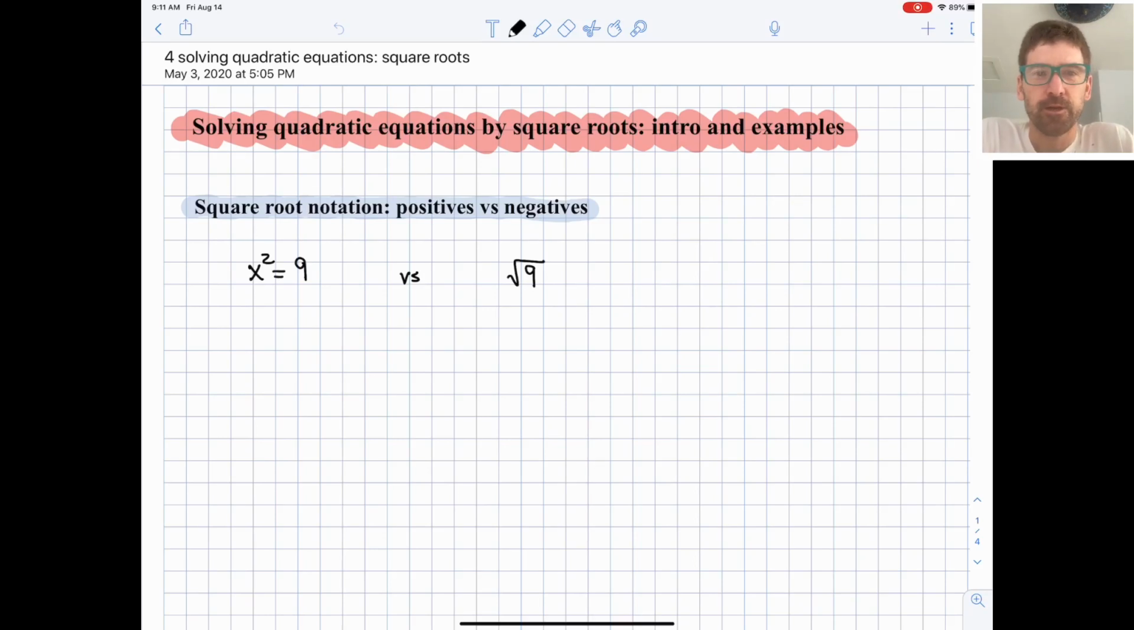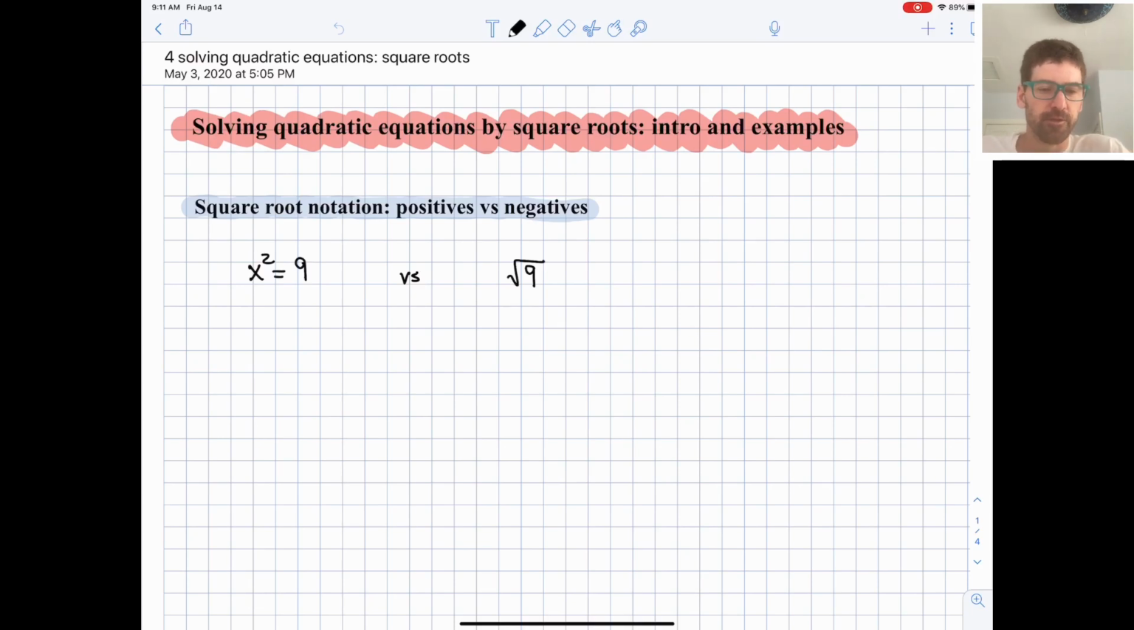All right, we've spent a lot of work on graphing parabolas, and now we are actually going to work on solving quadratic equations, okay? Specifically today, we will be looking at solving quadratic equations by square roots, and we'll do a little introduction and then a few solved examples.